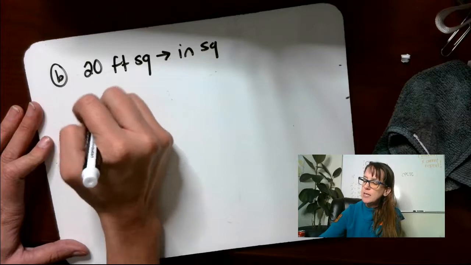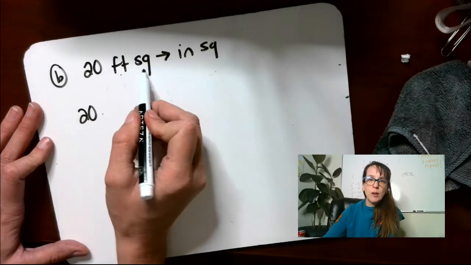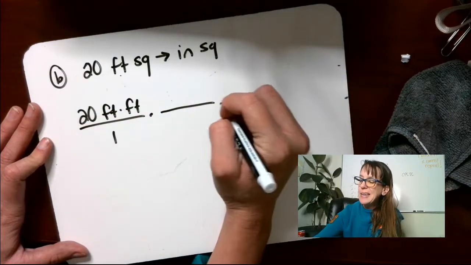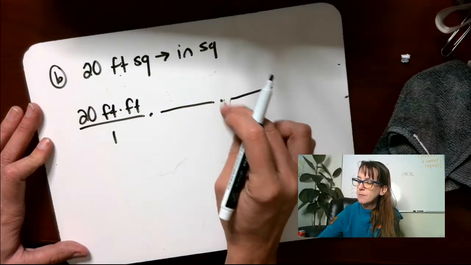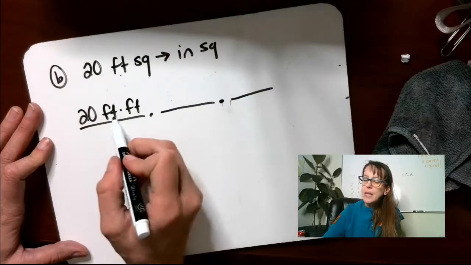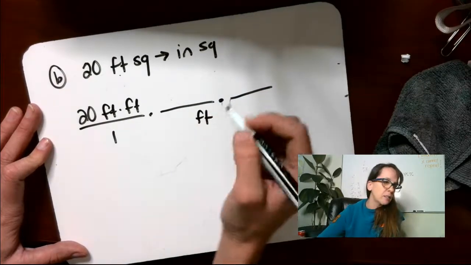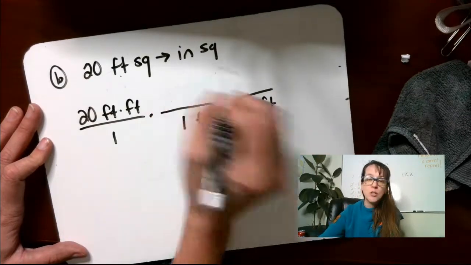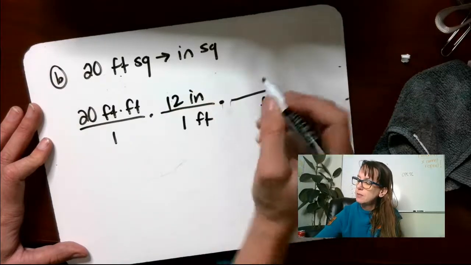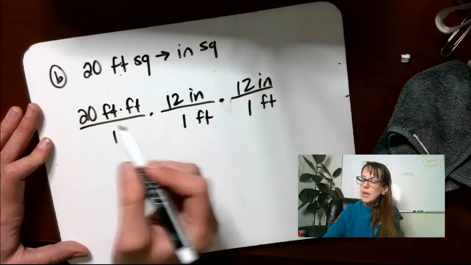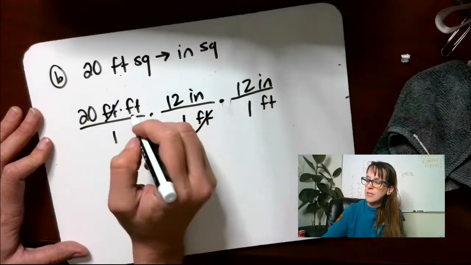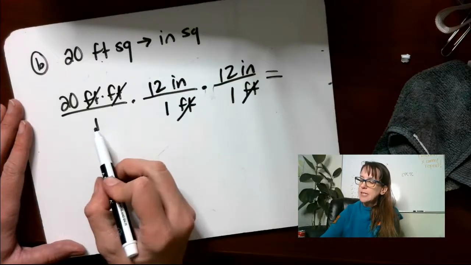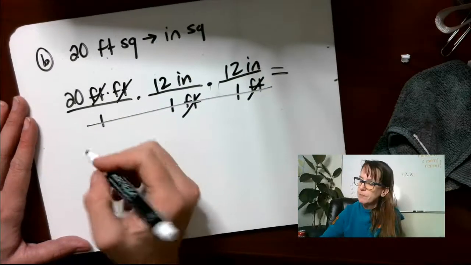Okay, so we're going to do 20 feet squared means we need to do it 2 times. Feet times feet over 1, which means now I know I'm going to be multiplying twice, right? All right, so this has feet upstairs, so it needs to go downstairs here and downstairs here. We're going down to inches, so in 1 foot there are 12 inches, and in 1 foot there are 12 inches. Let's cancel out what we can. This cancels, this cancels, this cancels, this cancels, and so downstairs I have 1 times 1 times 1, get rid of it.